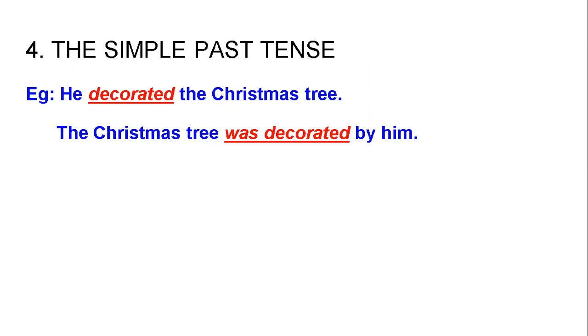Let's move on. Suppose you have the simple past tense. Look, the Christmas tree is the object, you make it the subject, the Christmas tree. He is the subject, you make it the object, and you change it to him because it is a pronoun. Don't forget to add by and change the verb from decorated to was decorated.